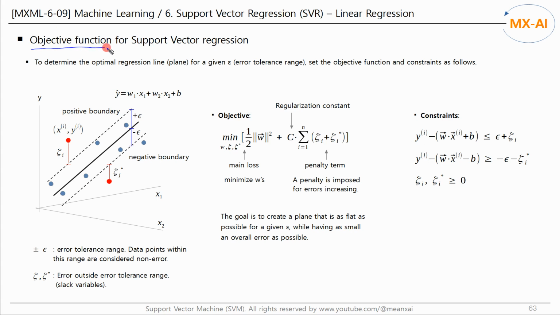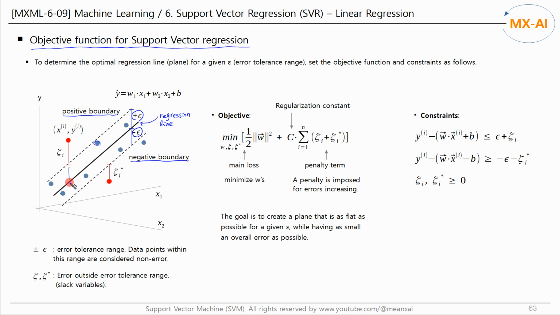Next, we will create an objective function for support vector regression. There are training data and regression plane in a three-dimensional space as shown below. For convenience, we will call the regression plane the regression line. Set the epsilons, the error tolerance range above and below the regression line. Let's call this dotted line that shifts the regression line by positive epsilon, the positive boundary. And let's call this dotted line that shifts the regression line by negative epsilon, the negative boundary.